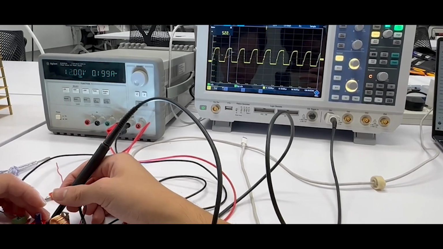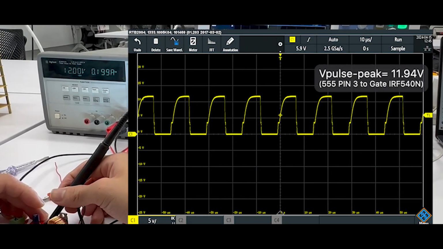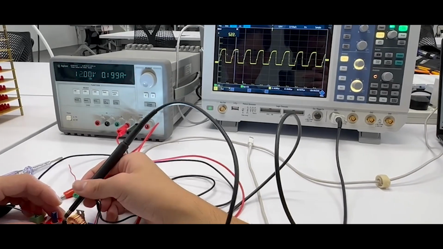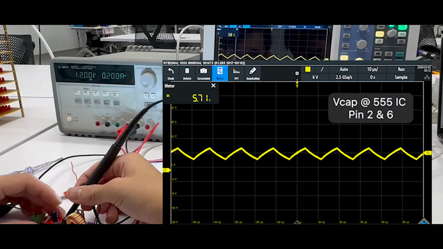As for the second output, here is the V pulse that I mentioned. At peak it is 11.94, which is connected to the VCC, and this pulse is actually the VCAP that was connected to the 555 IC.